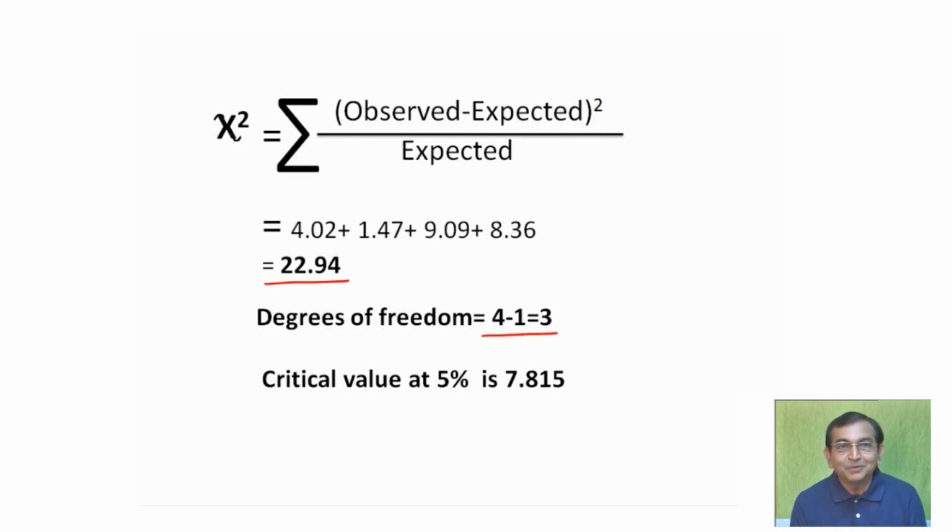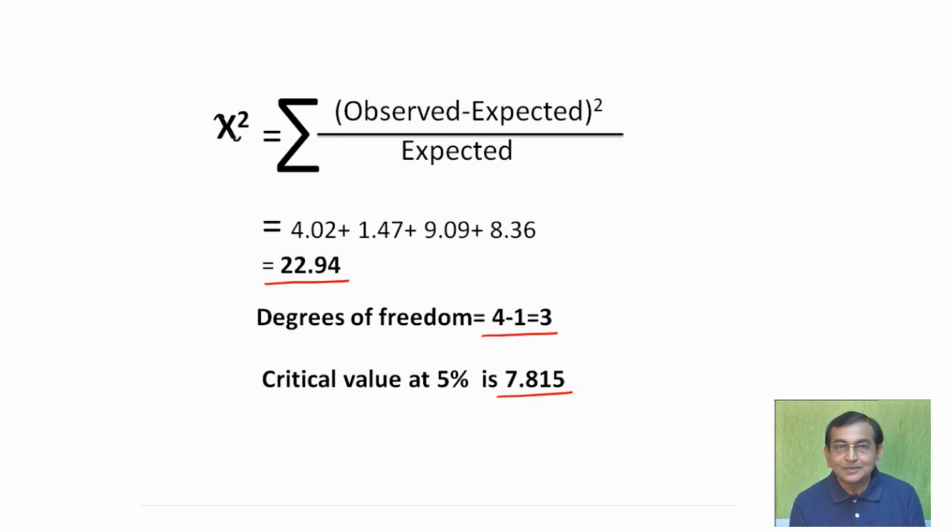Now the critical value at 5% is 7.815, which we find from the Chi-Square table. If we compare the Chi-Square value with the critical value, we find that the Chi-Square value was much higher than the critical value, 7.815.